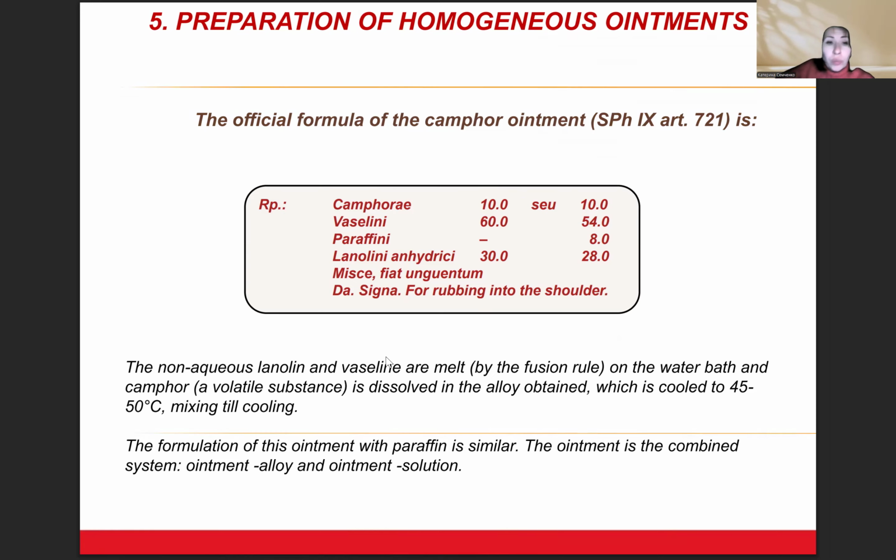So what do you do? How do you prepare it? You take non-aqueous lanolin and vaseline, melt it on the water bath. Then you add the camphor, a volatile substance, to the dissolved alloy, cool it to 45 or 50 degrees, mix it in the mortar until complete cooling down, and then place it into the jar.